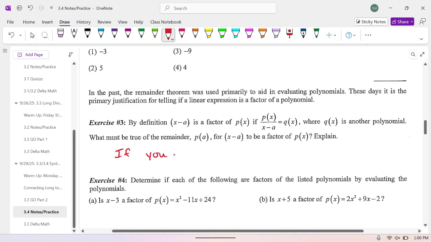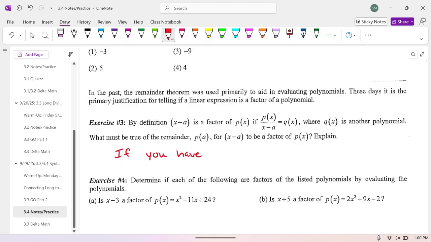So by definition, guys, write this down, you're not done yet. If you have a remainder of 0, then x minus a is a factor of p of x. And again, you can find that using the remainder theorem.